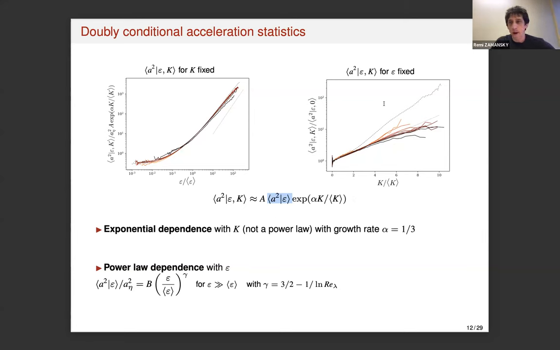And well, for the sake of time, I will speed up a bit, and I will not detail too much the dependence of the acceleration variance conditional on epsilon solely, but I will just take an approximation. I will say that the acceleration variance presents a power law for large values of epsilon, and that the power law basically has an exponent of 3.5 plus a small logarithmic correction with the Reynolds number.